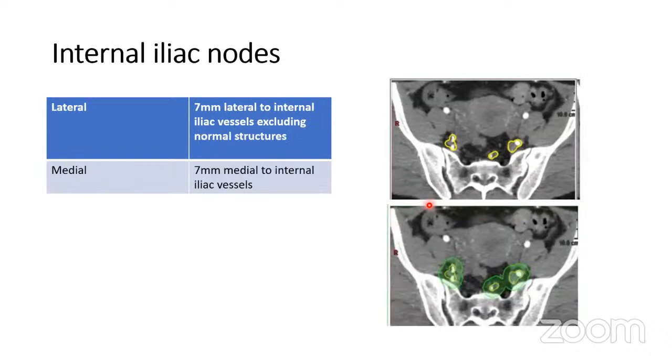Next, coming on to the lateral border, it's a 7 mm margin around the vessels, and then you edit it off from the normal structures, including the muscles like iliopsoas or the sacrum or the iliac bone, if it goes into it. And the medial border is again 7 mm medial to the internal iliac vessels. So these are the vessels which are contoured. These are the internal iliac vessels, and this is the superior rectal vessel. And you can find that if you give a margin, it goes into the bone and it can go into the muscle. Then you make sure that you edit it off from the bone as well as from the muscle.